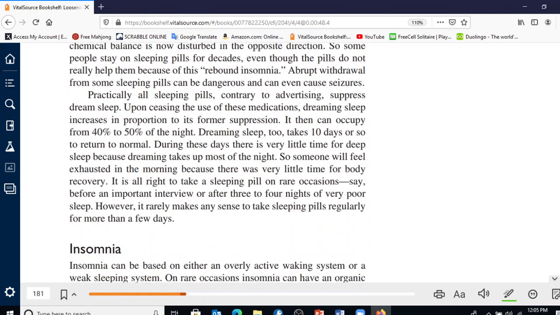If I take sleeping pills, that's a bummer, because the more pills I take, the more I need to take to be able to sleep, to get to sleep 15 minutes sooner and stay asleep 45 minutes longer during the night.